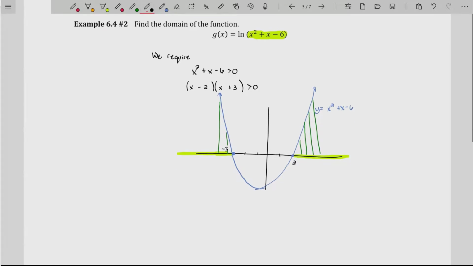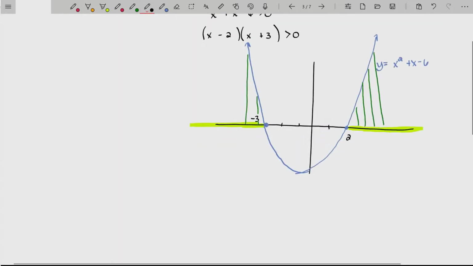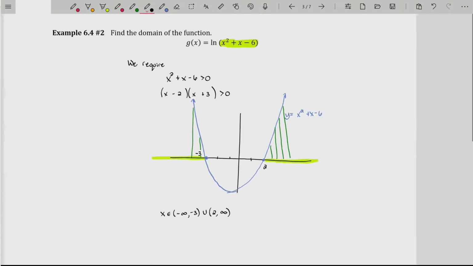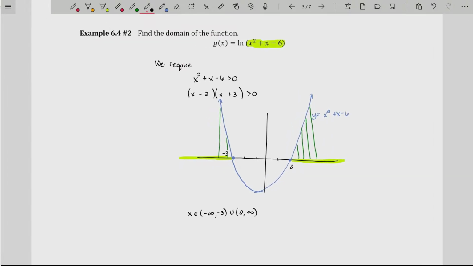So finding the domain of this function is actually as easy as just graphing a parabola. Our domain is all x values in the interval negative infinity all the way up to negative 3, union with the interval starting at 2 and climbing to positive infinity. And that's it. So finding the domain of a logarithmic function is incredibly important as we move through mathematics, and I just want to provide you with the ability to easily do that. All you're doing is solving inequalities, and that's why you learned how to solve inequalities in our previous videos.